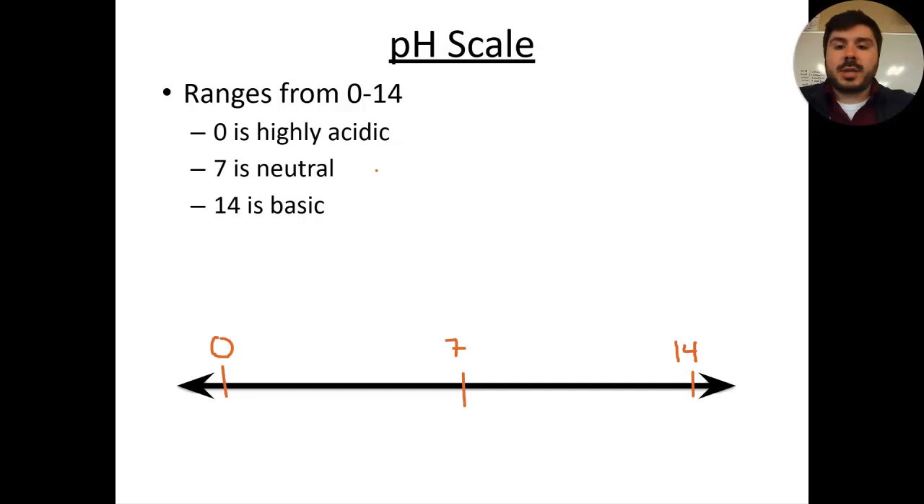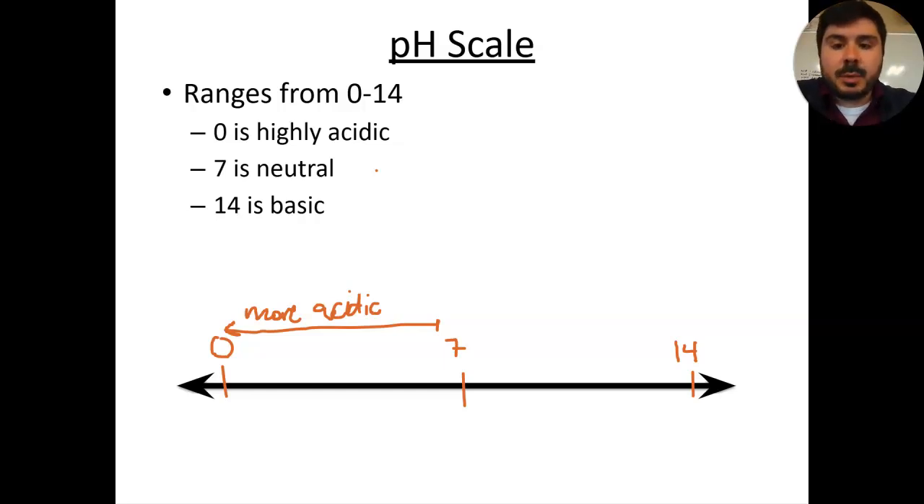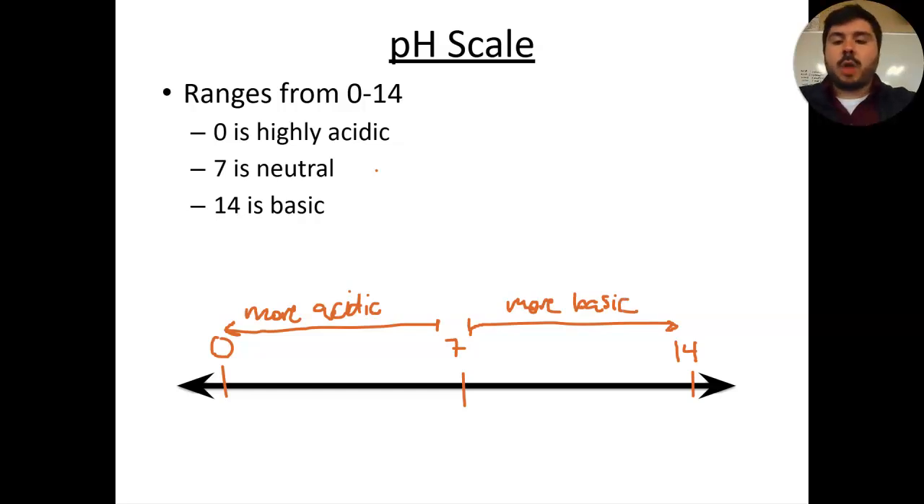Now the range from 7 all the way to 0 is a representation of more acidic. I'll do my best writing this with a mouse here, so mind my handwriting. The range from 7 all the way down to 0 is going to be more acidic, and then the range from above 7 all the way up to 14 is going to be more basic.